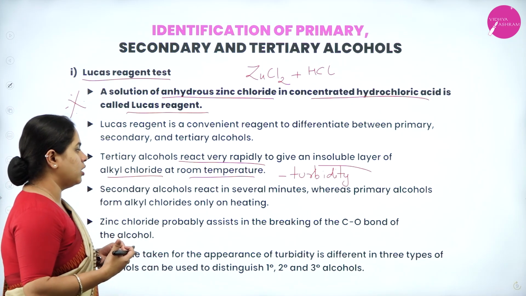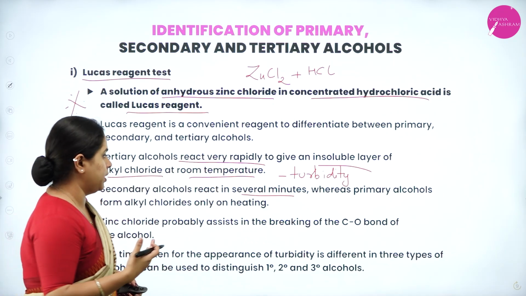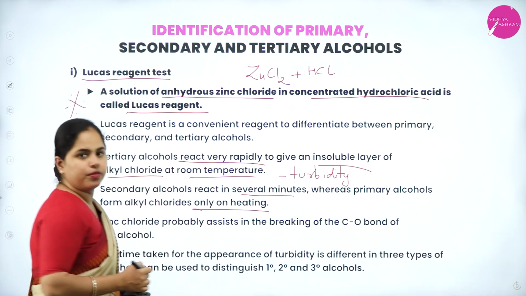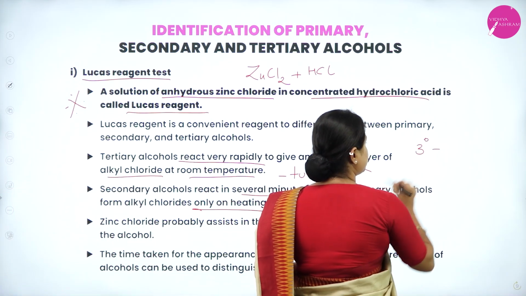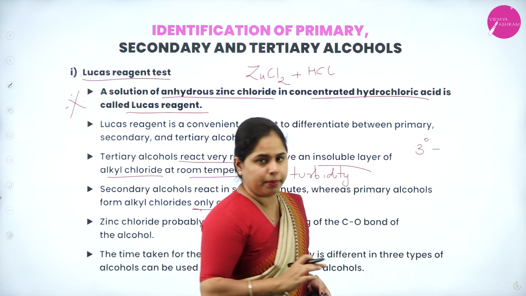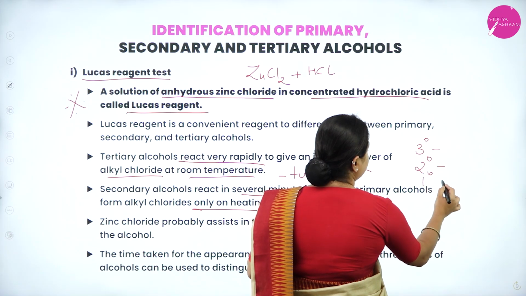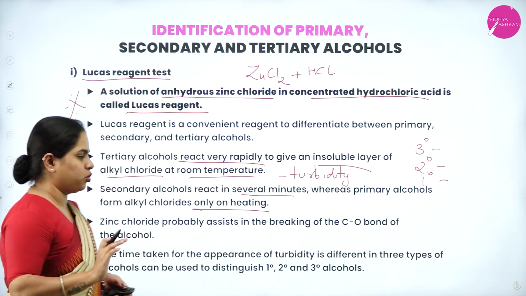Now secondary alcohols react in several minutes. It will take around 5 minutes for the turbidity to appear. Whereas primary alcohols form alkyl chlorides only on heating. So what will happen to tertiary? Immediately it will show turbidity. Secondary, it will show after 5-10 minutes. And primary, it does not show turbidity directly, but if you heat it, it might show the turbidity.